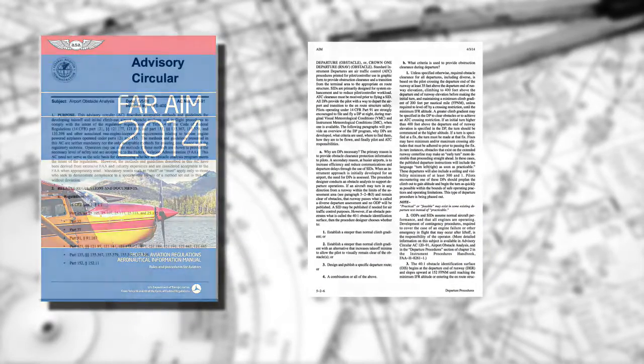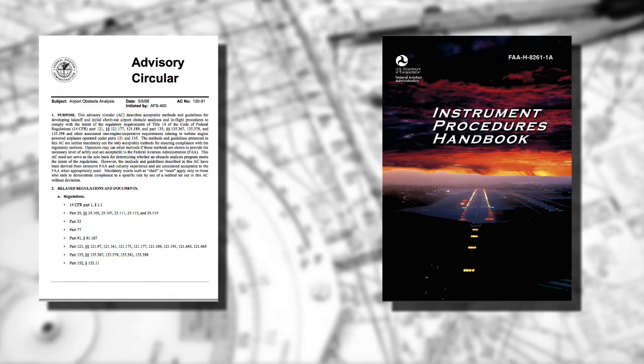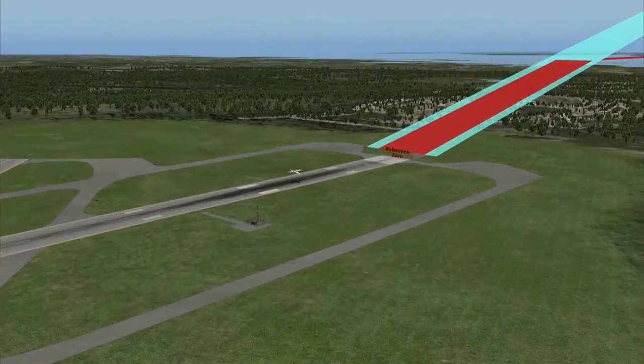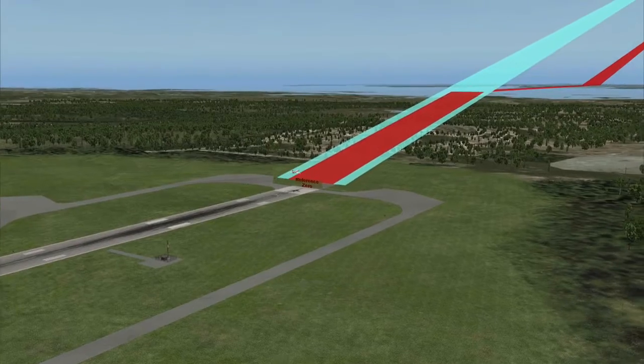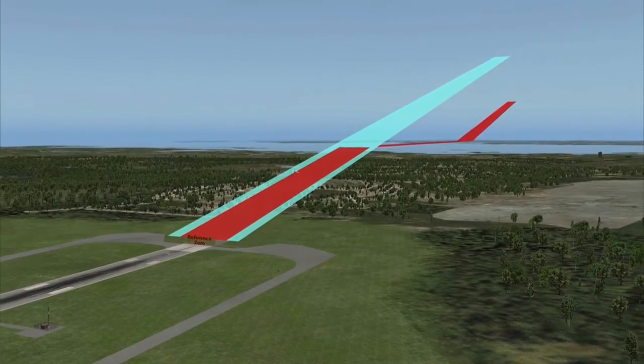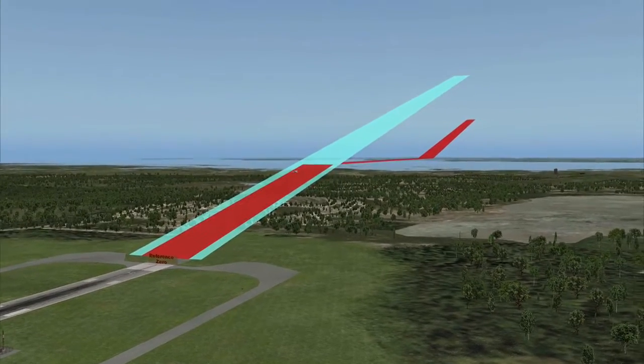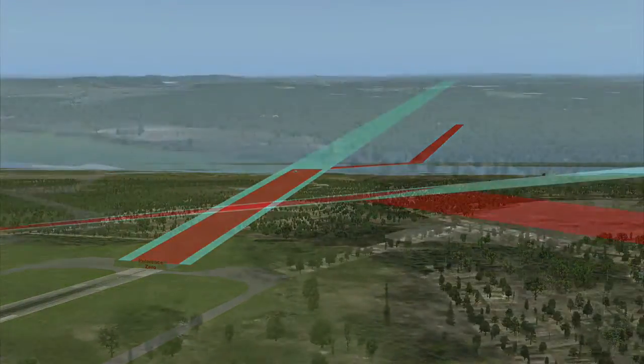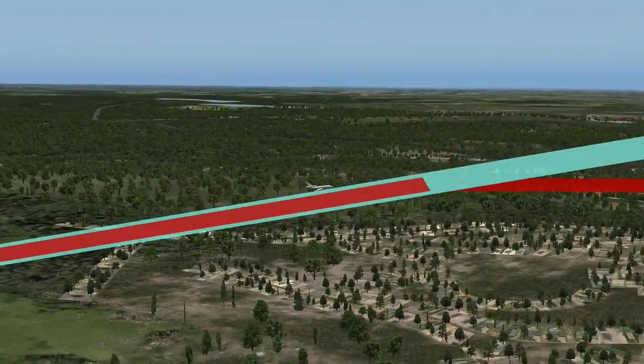For more detailed information on this specific subject, refer to Advisory Circular AC 120-91 and Chapter 2 in the Instrument Procedures Handbook. Because SIDs and ODPs were never intended to be flown with an engine out, their construction doesn't take the one-engine-inoperative climb path geometry into consideration. Let's take a closer look at the potential impact this has on departure planning.